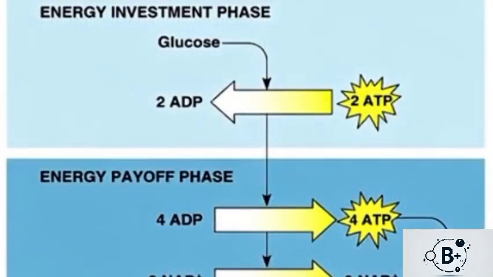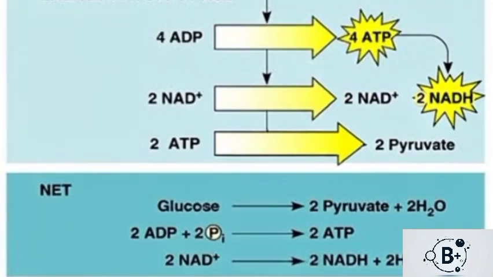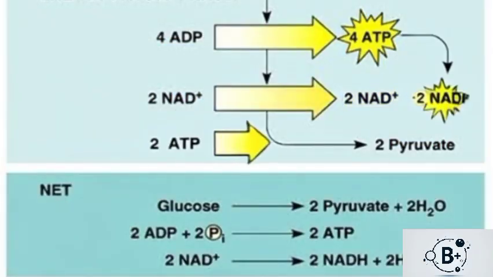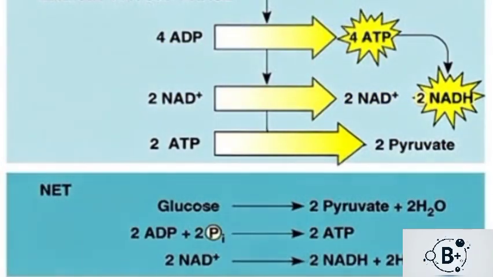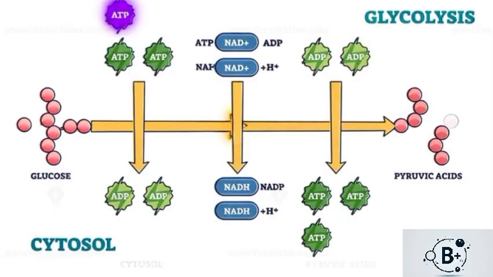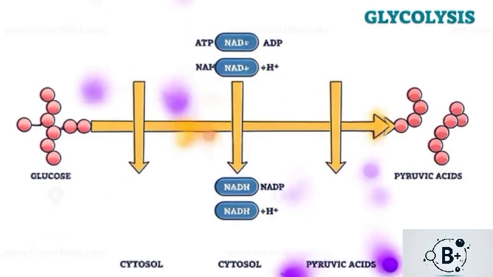Phase 2, energy payoff. Each 3-carbon molecule generates ATP and NADH. In total, the pathway yields 4 ATP, so the net gain is 2 ATP per glucose. Finally, the pathway ends with the production of pyruvate.